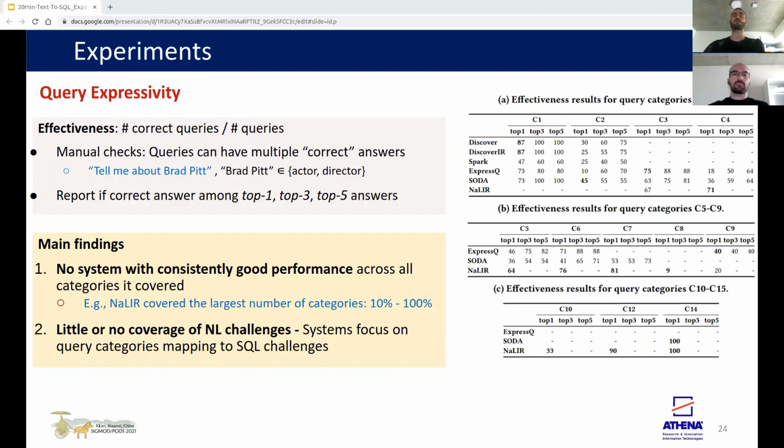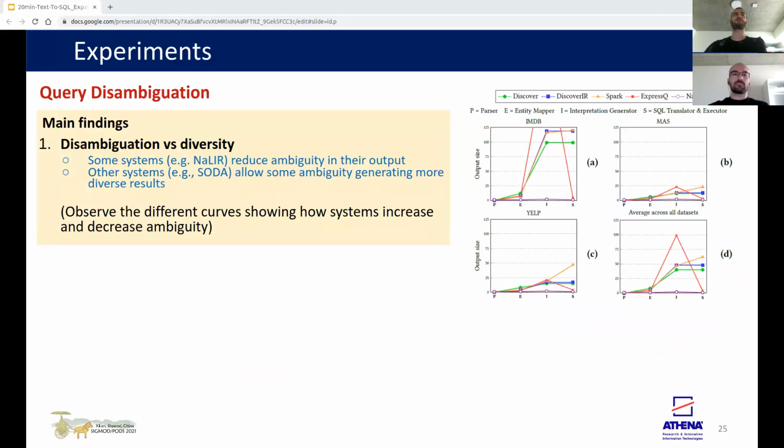We found that no system shows consistently good performance across all categories it covered, and that there is little to no coverage of final challenges, which are also harder. Natural language is inherently ambiguous, so the systems try to narrow the possible answers by applying disambiguation techniques, while preserving some kind of diversity among their answers. We saw that some systems have stricter disambiguation methods, while some others tend to allow more diverse answers.